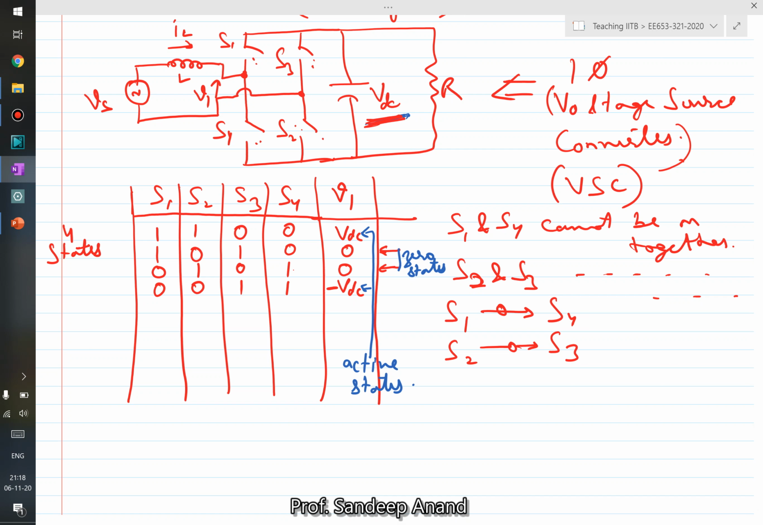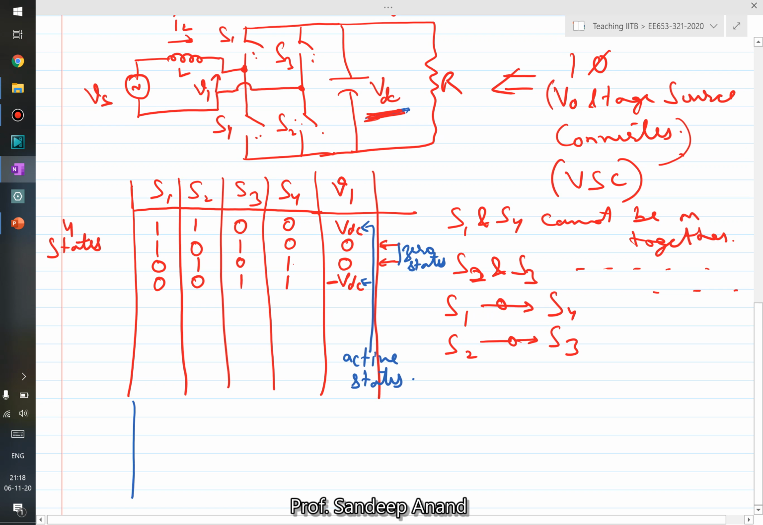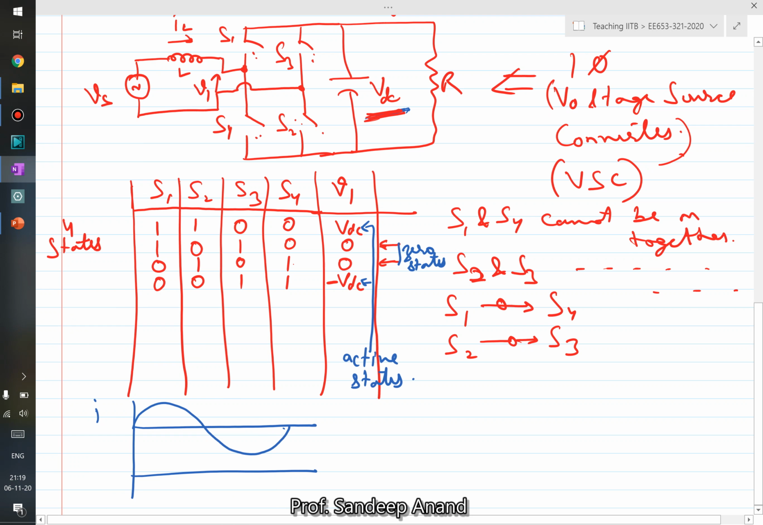So what does it mean? If you see this, essentially what I can do is, if this is the inductor current, let's say, now if I draw V1, I can use any one of these 4 states, right? Let me just randomly call them state number 1, 2, 3, 4. So I can realize any state depending on which switches I turn on and off.